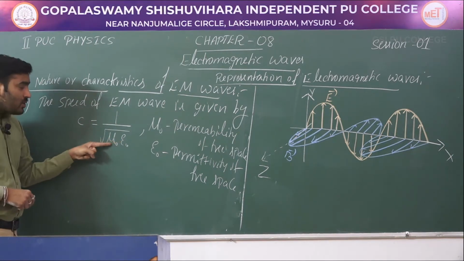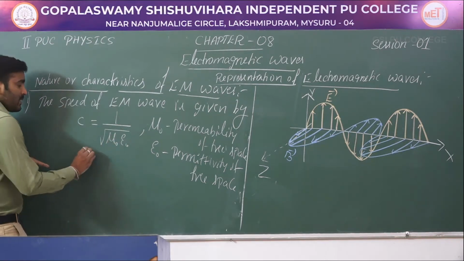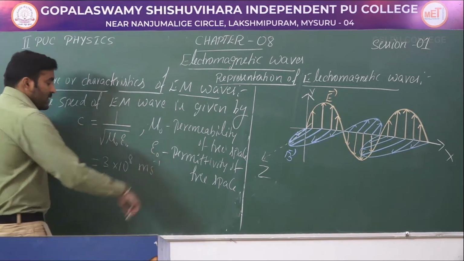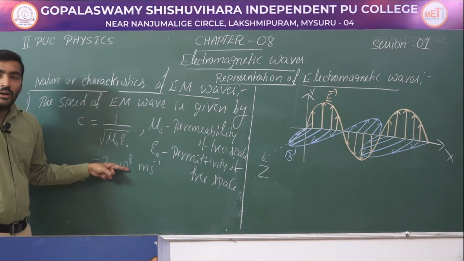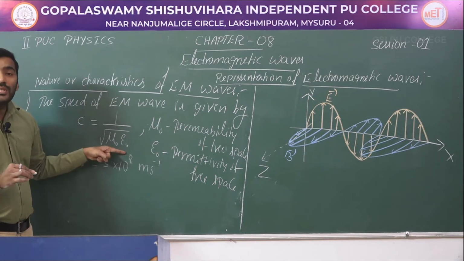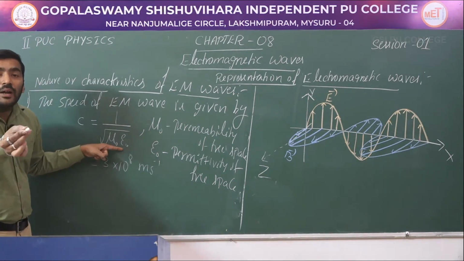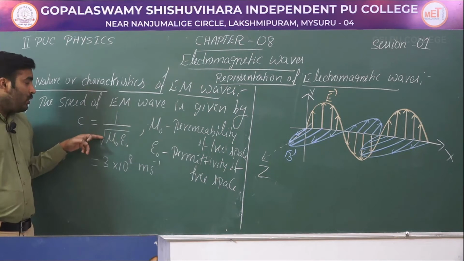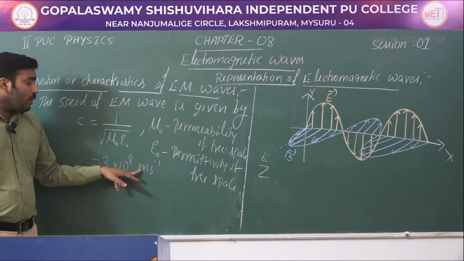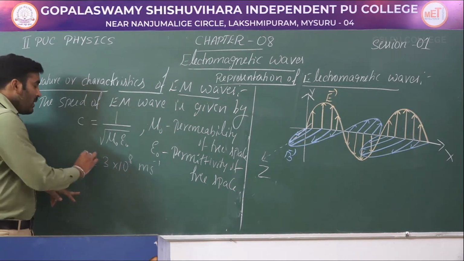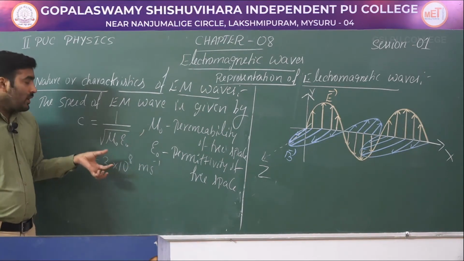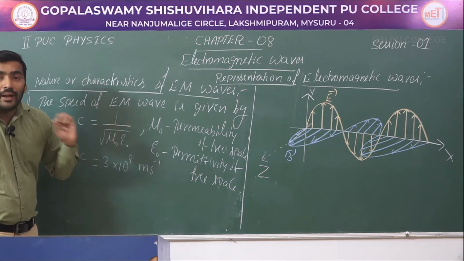If we substitute the values of mu naught and epsilon naught, we get the value equal to 3 into 10 to the power of 8 meter per second. So this is nothing but the speed of light in vacuum, correct? So this equation proves that light is also an electromagnetic wave. That is why this speed is the speed of light in air or vacuum, and you can say that light is also an electromagnetic wave.